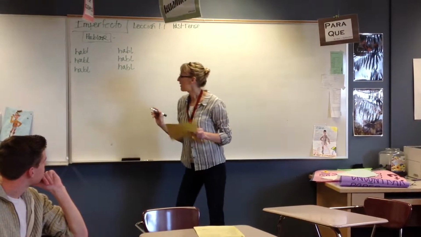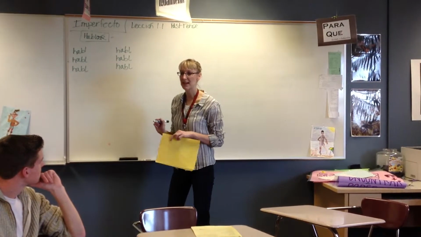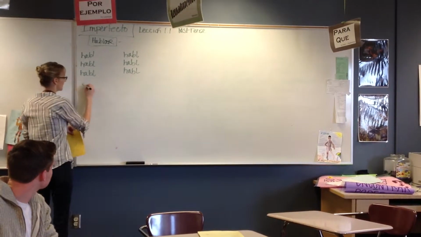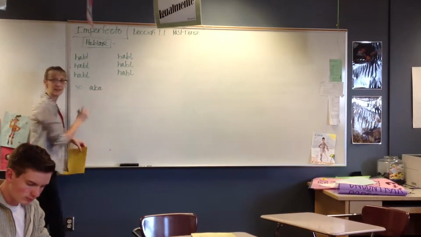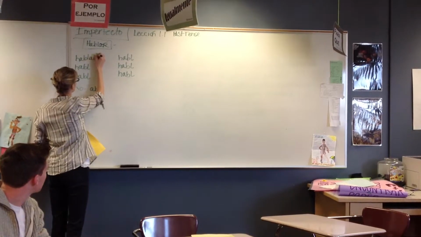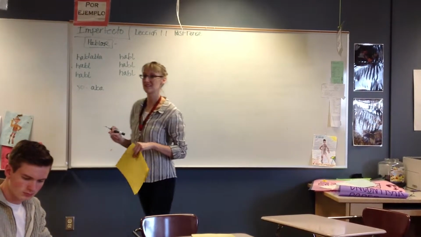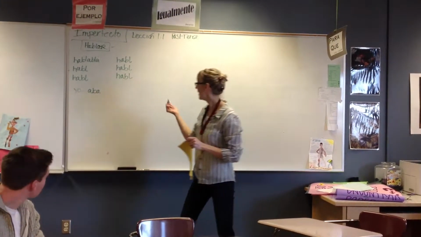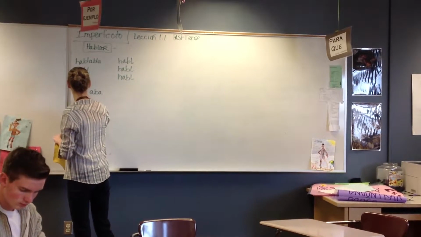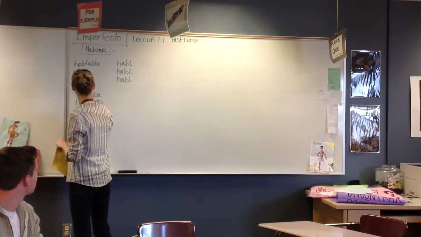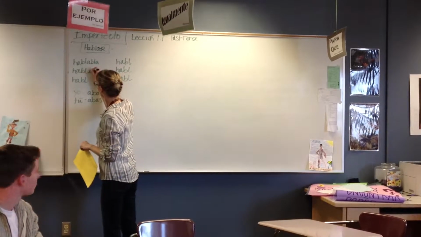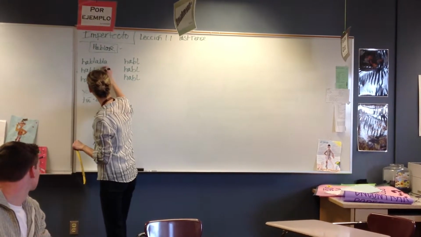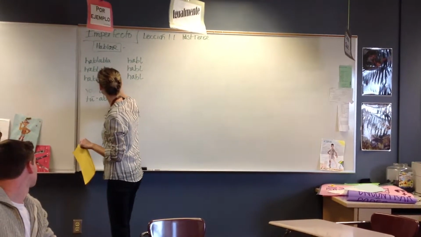Okay, hablar. Now, what are our endings? Sound them out from what you heard me say. Hablaba. What's the ending for the yo form? The yo form is going to end in aba. Hablaba. The tú form is hablabas. And what is this? This is the imperfect tense. We're learning how to conjugate a new tense.